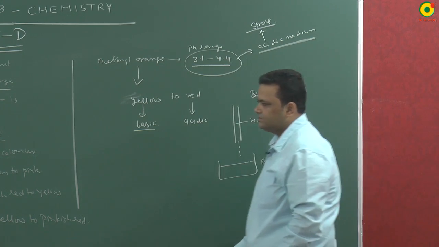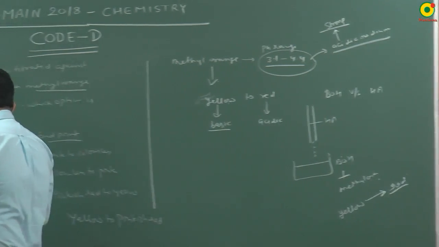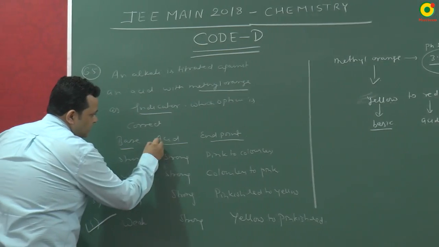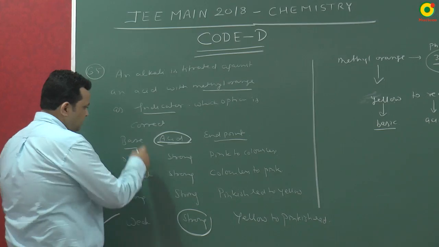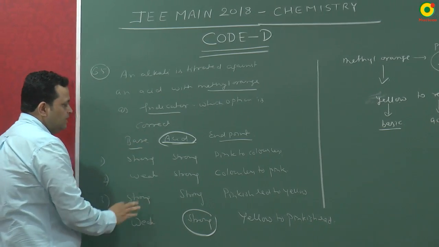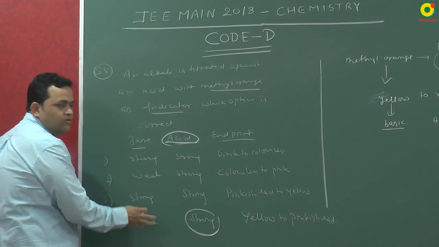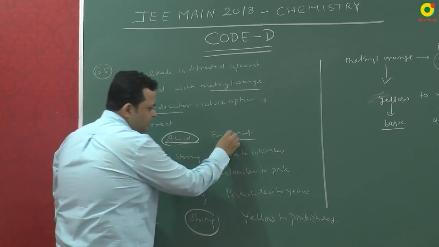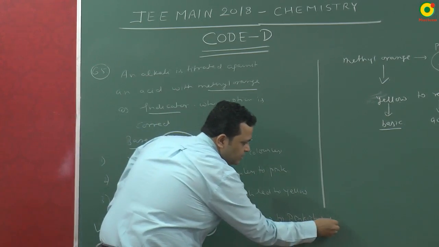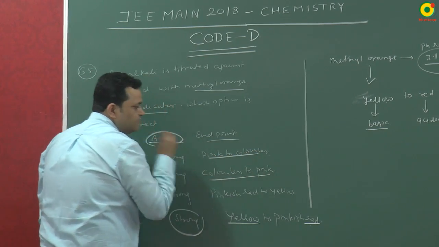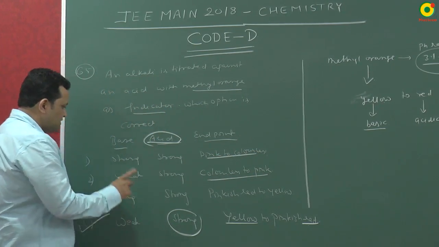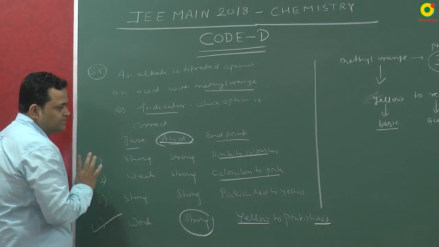So the 4th option is correct, which is having the acid must be strong, and if we are taking the base as weak, there is no problem. Base could be weak or strong. So the end point is from yellow to red. This color is for phenolphthalein. So there are chances that out of these 2 options, one is correct.